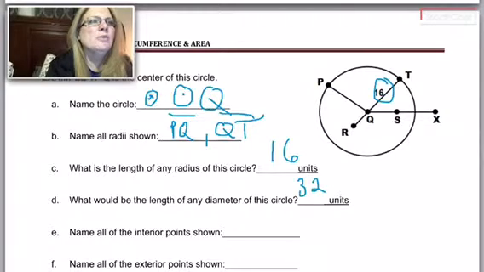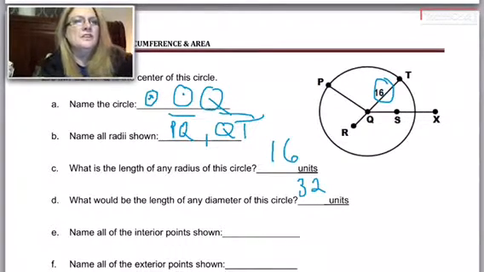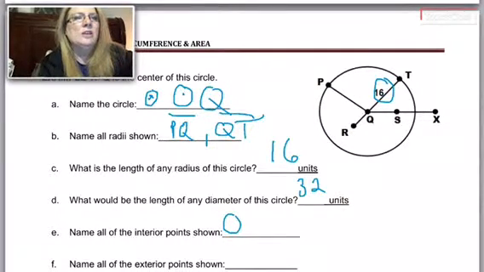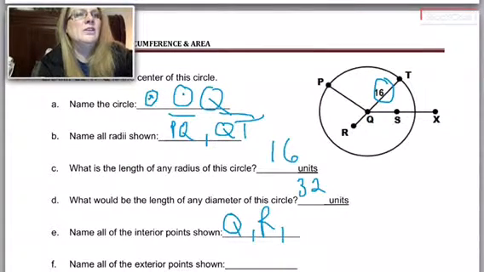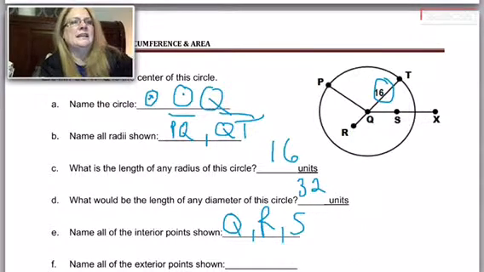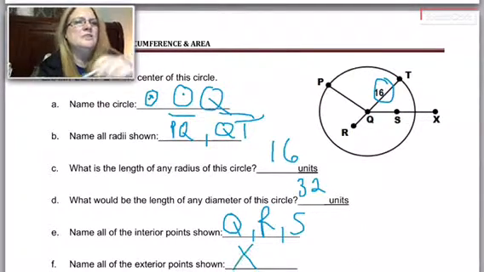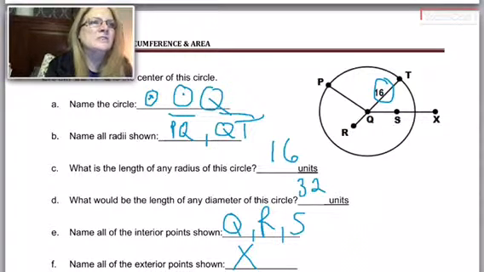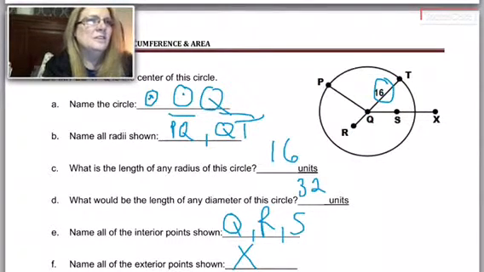The interior points in that circle, the center is an interior point. We could call Q a point, we could call R, and we could call S. The points on the circle itself, you do not call those interior or exterior. The exterior point, the only one that we have here is X. An exterior point has to actually be outside of the circle. All right.